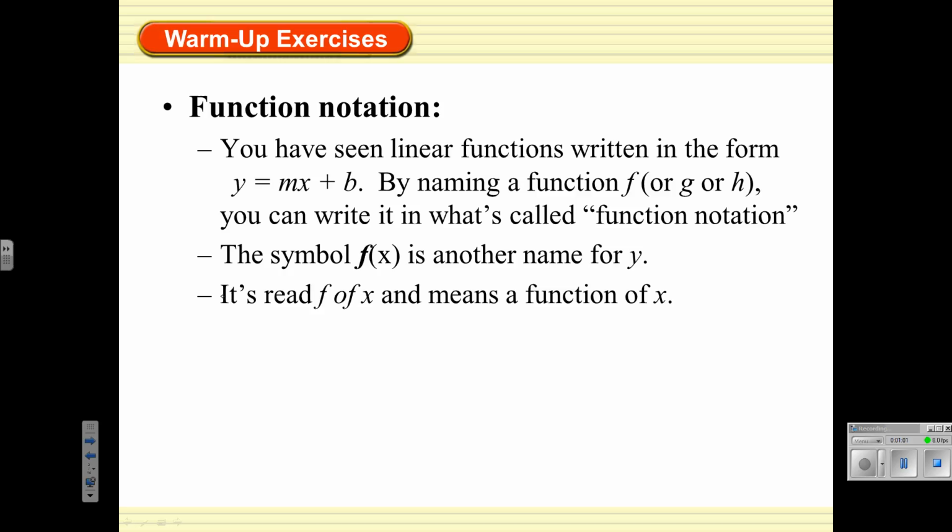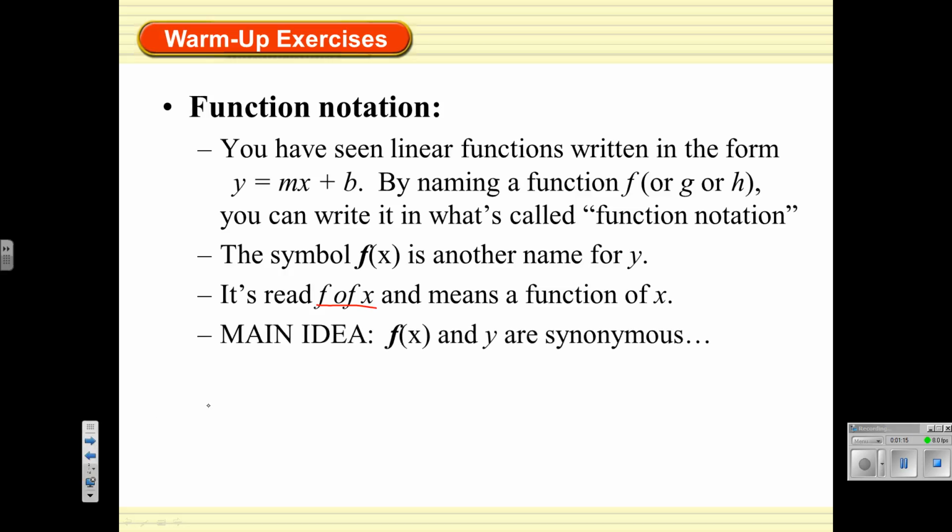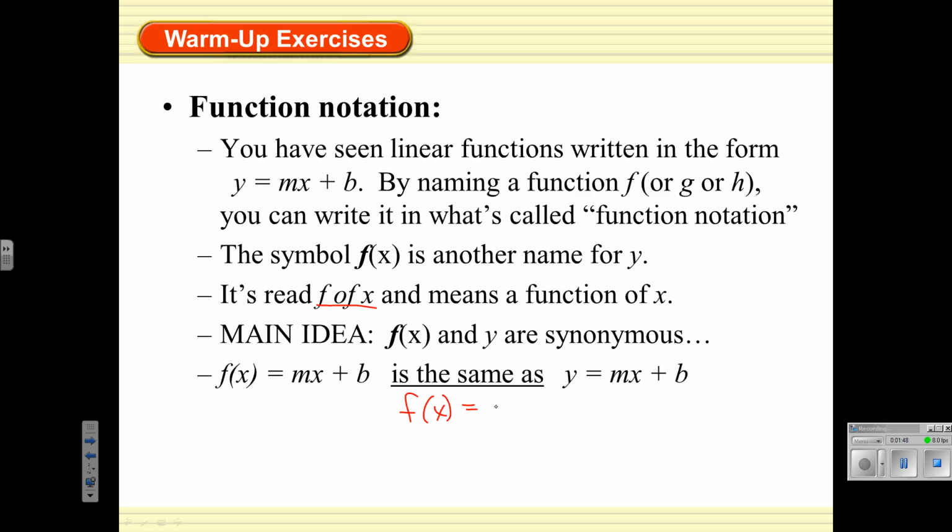So if you want to underline it, you could underline this right now, f of x, and it means a function of x. So in other words, f of x is a function of x. This y, or f of x, is a function of x. Okay, and the main idea I want you to take away from this is f of x and y are synonymous. I can say f of x or I can say y. It's just something that you're going to see and you need to be familiar with. I can interchange these and they should mean the same thing. Okay, f of x equals mx plus b is the same as y equals mx plus b. Okay, because the f of x represents my y. And if you want to, we could write it like this. f of x equals y.